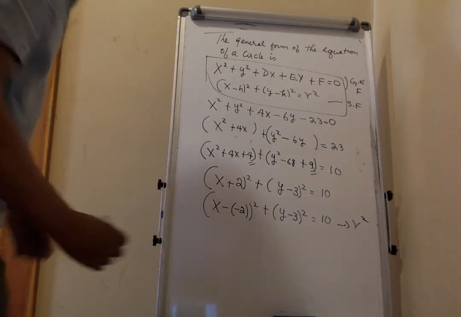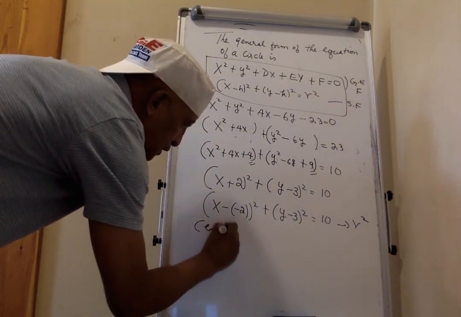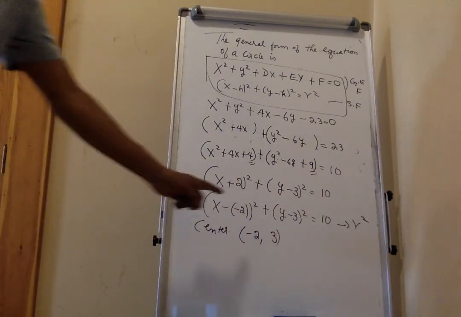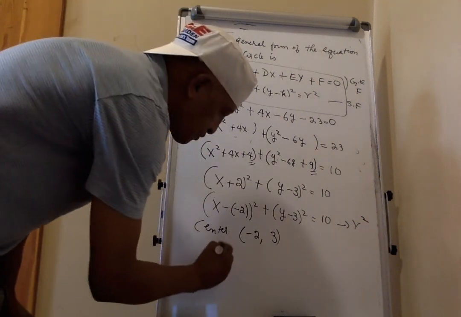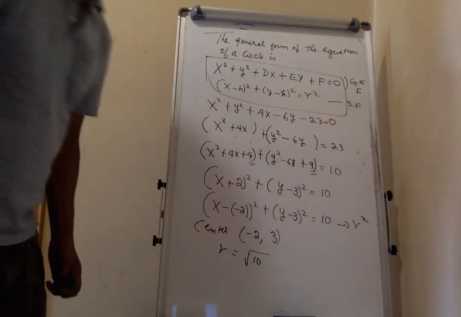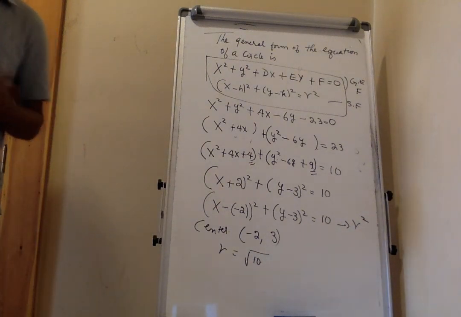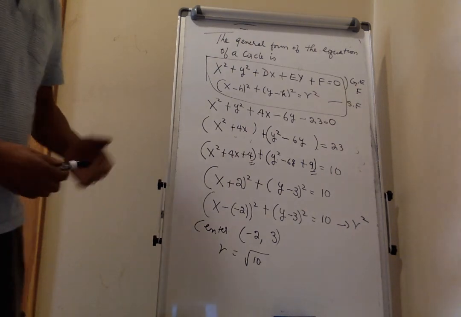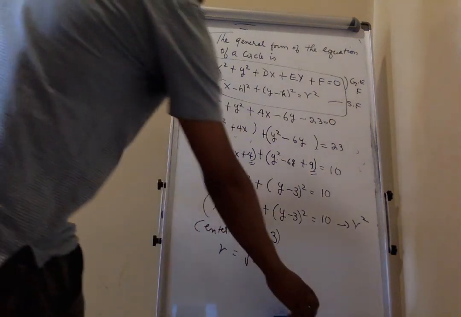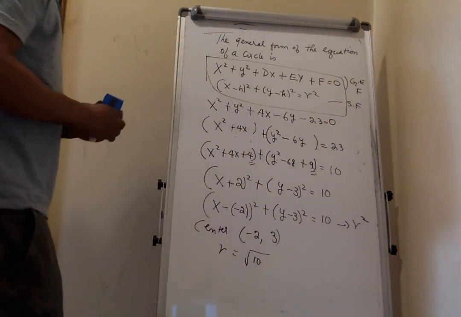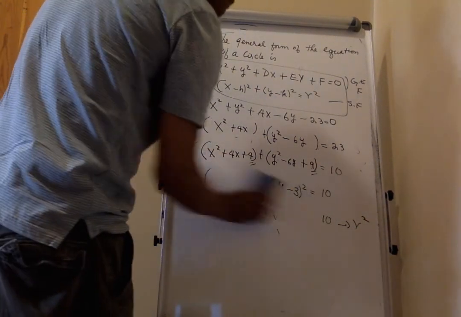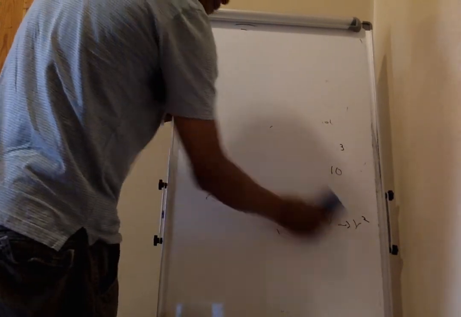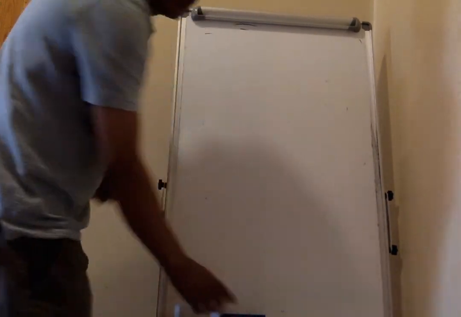So, from here I can say, the center is what? Negative 2 and 3. Right? Negative 2 and 3. And the radius is what? The square root of that number. Okay. So, here, the new item is we have to do the completing the square if we see the equation of a circle in a general format. And then we can determine the center and the radius after that.